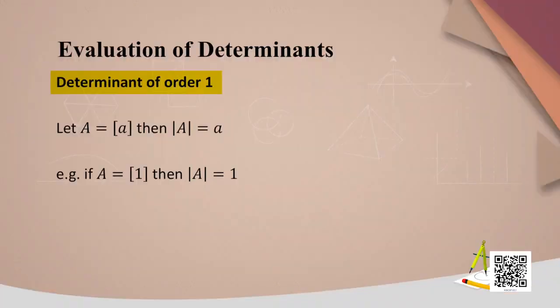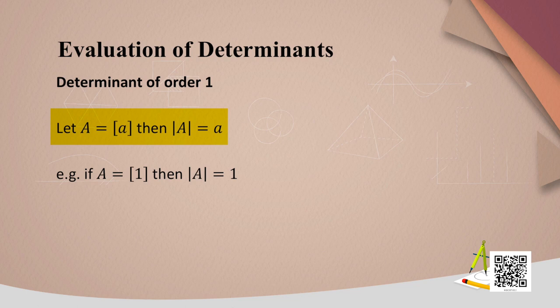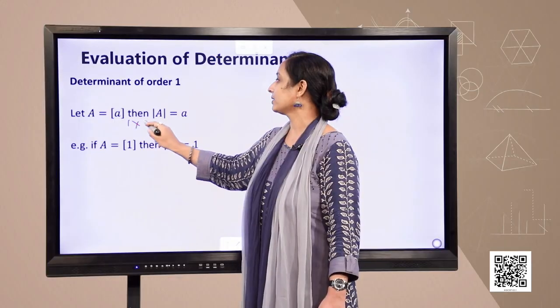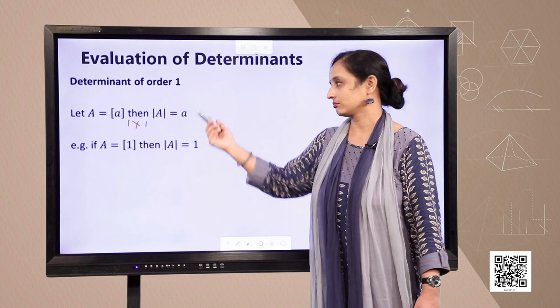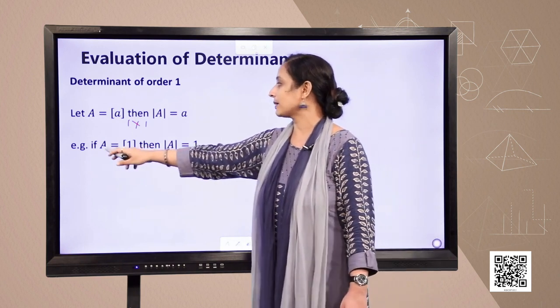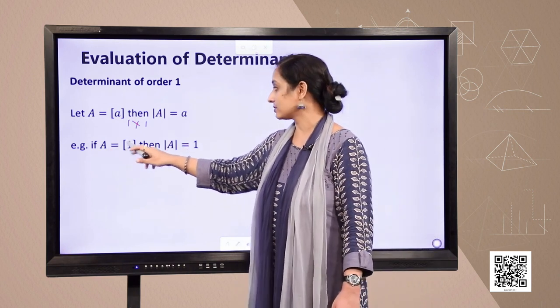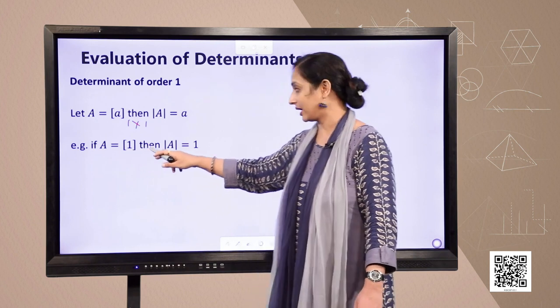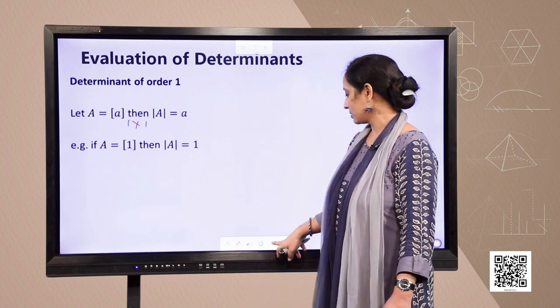So determinant of order 1. Let A be a matrix of order 1 by 1. So determinant A is this number a only. For example, if I will take matrix A as consisting of single element 1, then its determinant is 1.